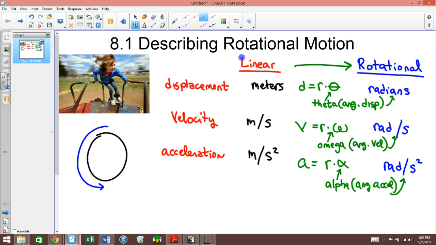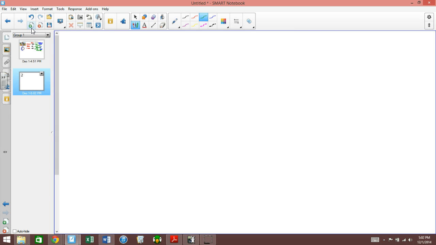So let me give you a quick look at how we convert between degrees and radians, because you're probably more familiar with degrees. And then maybe how do I apply each of these three equations right here. So the first thing you need to know, there are 360 degrees in 2 pi radians. So one rotation.